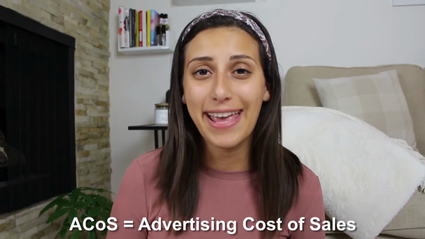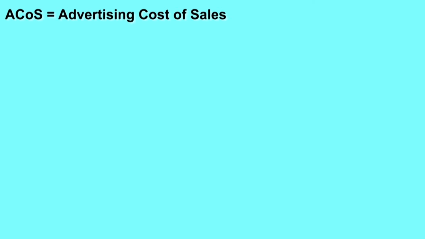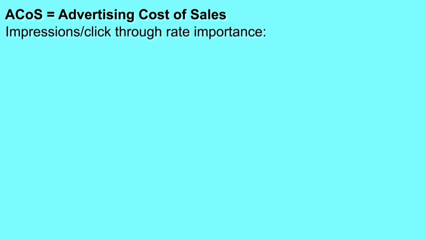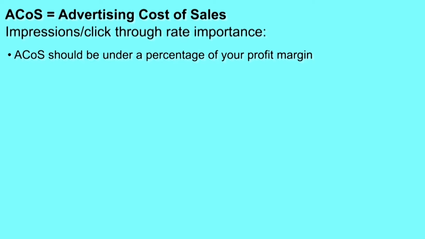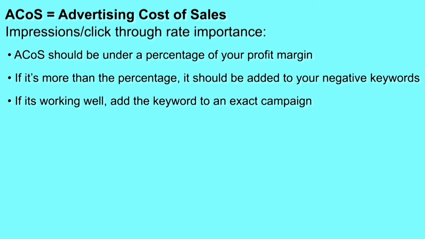You'll hear a lot of people talking about ACoS and how important it is to have a percentage under your profit margin. That way you're not spending a crazy amount on ads and spending more than what you're actually making on Amazon. So I'll break down a little bit about what ACoS are. As mentioned, ACoS is advertising cost of sales, and this allows you to view ad impressions and click-through rate importance. ACoS should be under a percentage of your profit margin, and if it's more, it should be under a negative keyword, and I'll touch base a bit on what a negative keyword is, but you should have that threshold of whatever percentage, and it's unique to whatever your product is. So your ACoS should be under the percentage that you think is reasonable for your product. You know your product best, so decide what your ACoS should be.